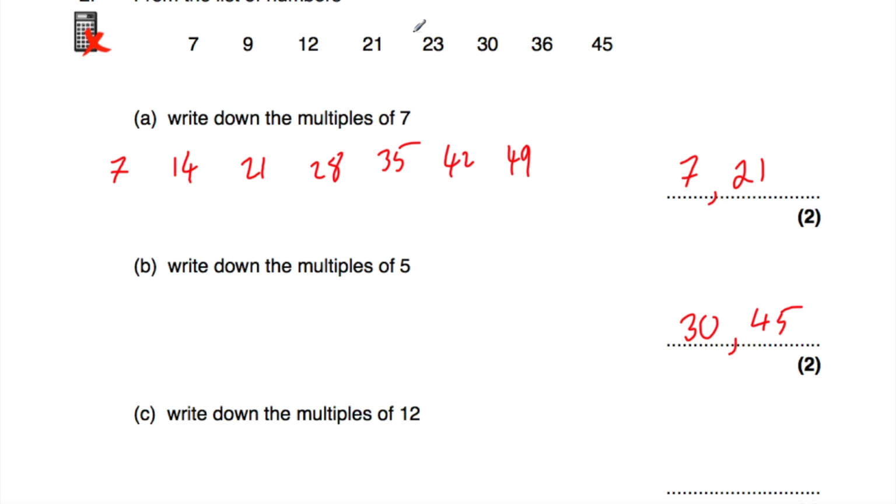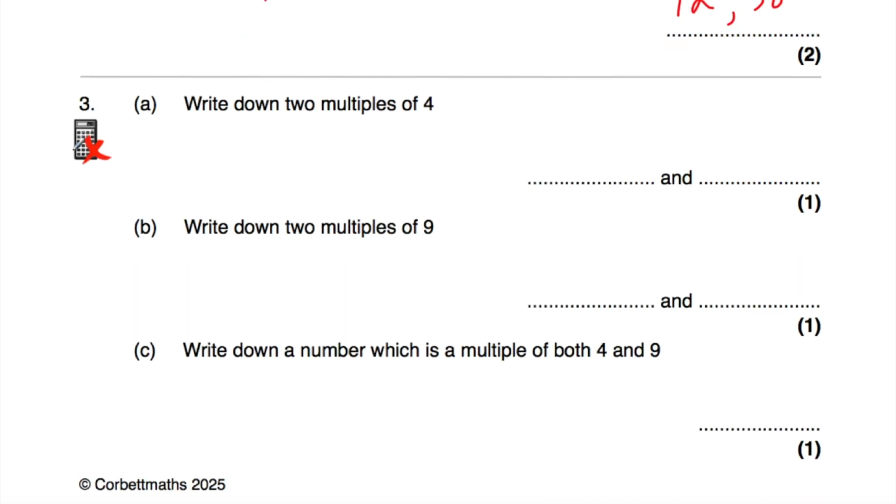Part C says write down the multiples of 12. So the multiples of 12 are 12, 24, 36, 48. Now we don't need to go any further because 45 is the largest number on our list and we've gone up to 48. So 12's there, fantastic. Next, 24, no. 36, yes, that's there. So that's a multiple of 12 as well. And that's it. So the multiples of 12 in our list are 12 and 36. So we've done question number 2. Okay, let's look at our next question, question number 3.